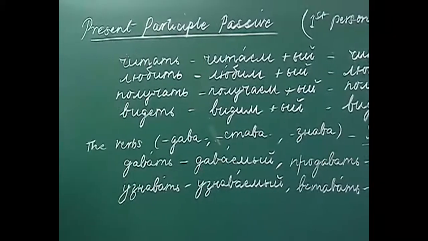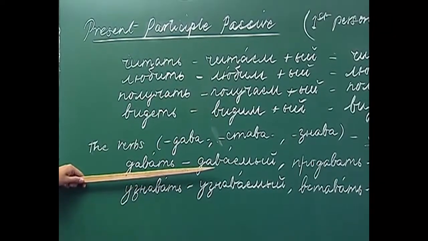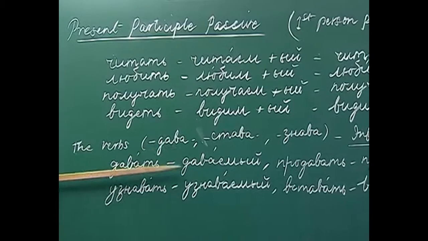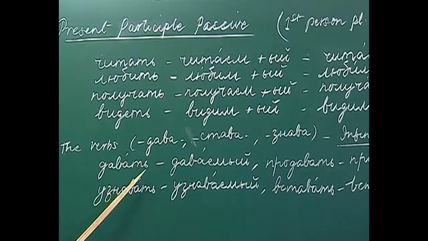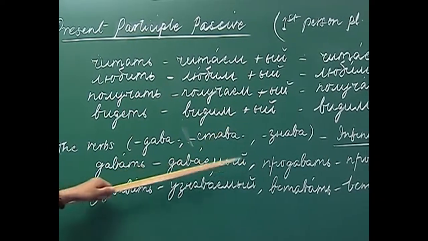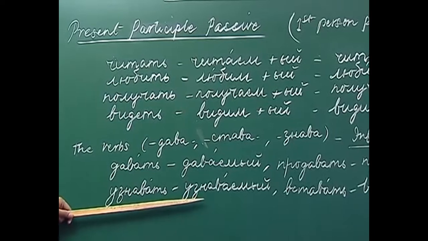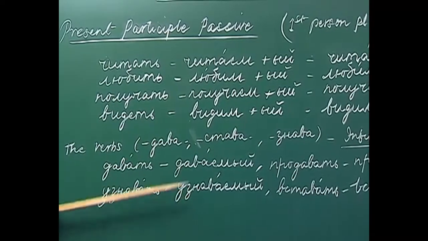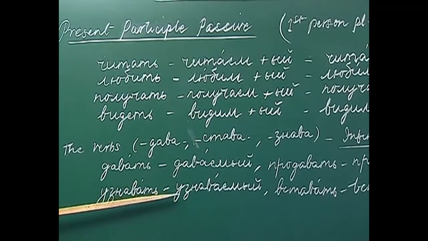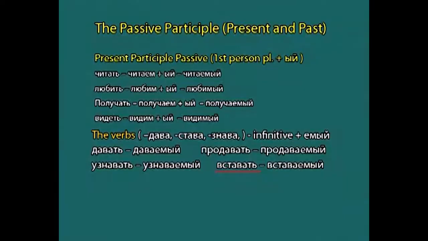For example, давать, давать is to give. So drop the ending -ть and add -емый, даваемый. Similarly, продавать, продавать is to sell. Drop the ending -ть and add -емый, продаваемый. Узнавать, узнавать is to know, to recognize, to get to know. Узнавать, узнаваемый. Ставать, ставаемый. So this is another rule.